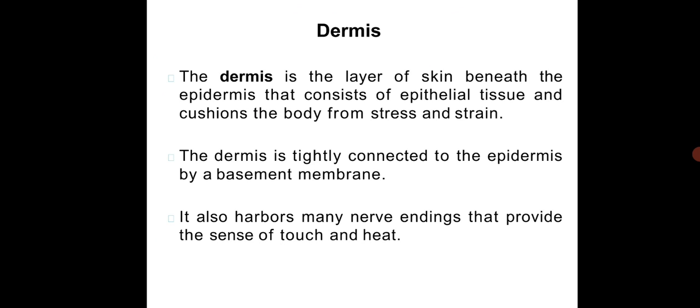Next layer is the dermis layer. The dermis layer is just beneath the epidermis, on the inferior side, and it is made up of connective tissues, and it provides cushioning to the body from any kind of stress as well as strain. It is tightly connected to the epidermis layer by a basement membrane. It also harbors many nerve endings that provide the sense of touch and heat.